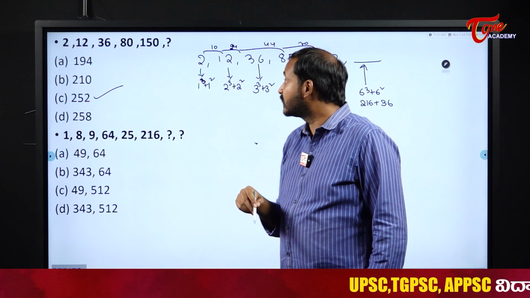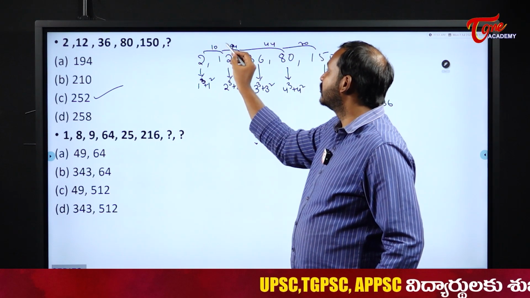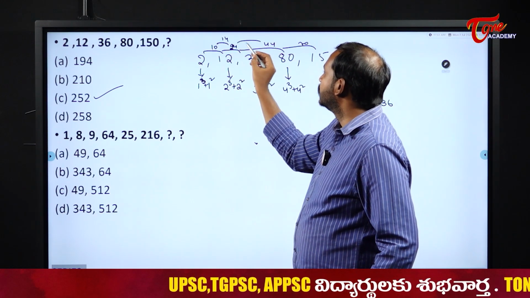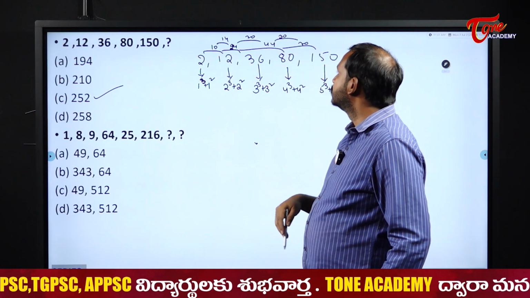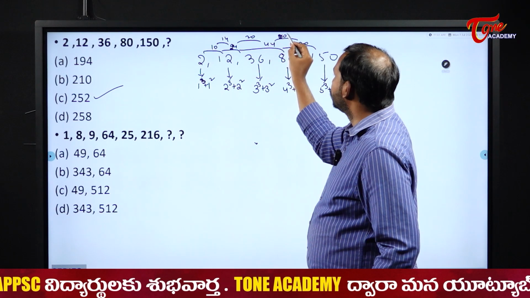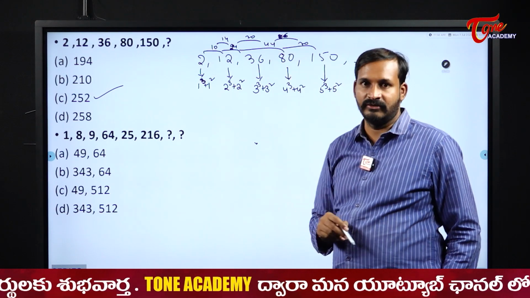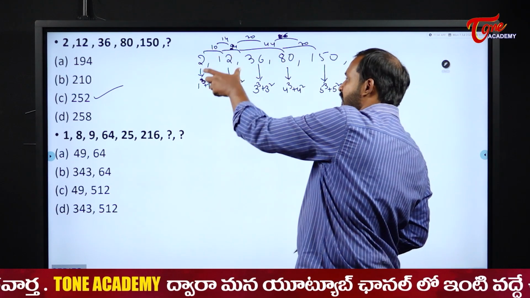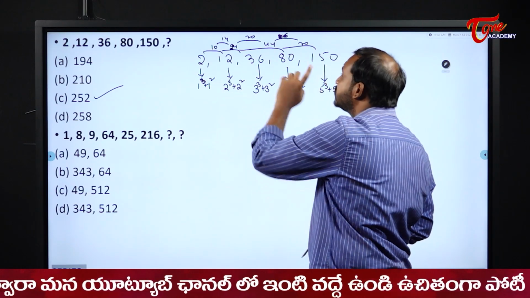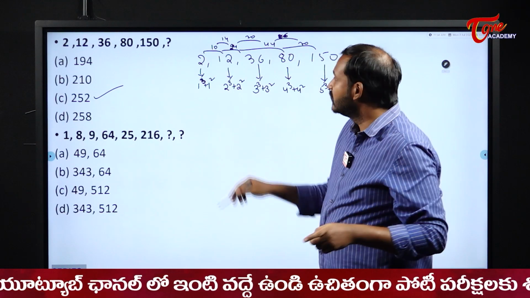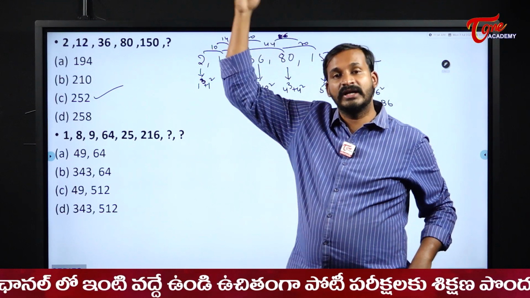Then what will you do? Once again you write the difference. What will you get here? 14, 20, 26. Now you need to identify the difference in two ways. See, if you were able to identify this, well and good. If not, you write the difference one time. If you don't get the logic, then write the difference of the differences.